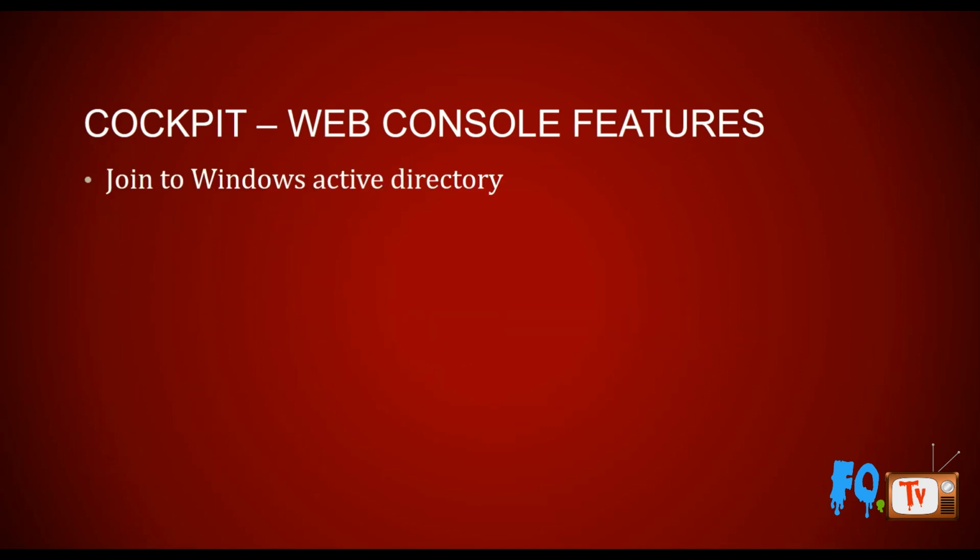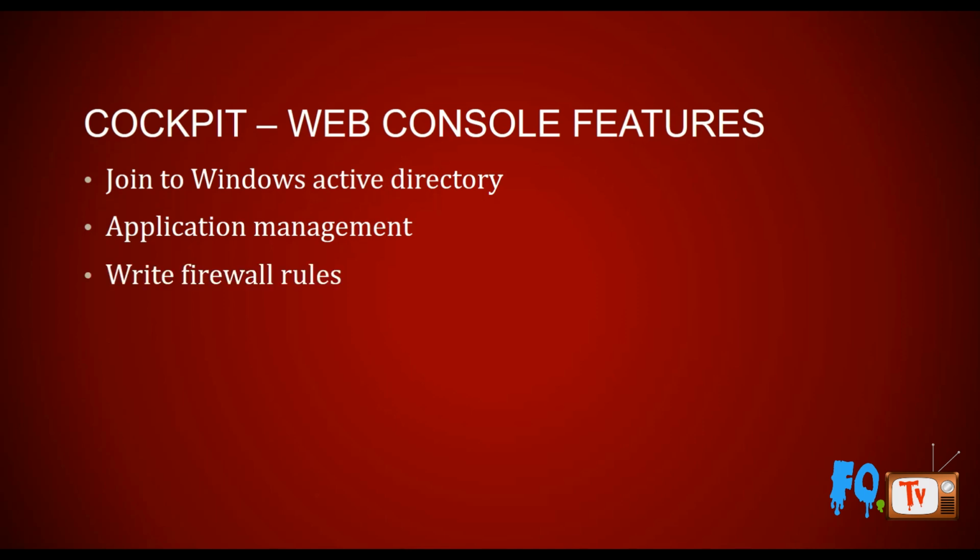Next one is joining the Windows Active Directory domain. This is something which is sometimes typical on the command line, but here it's straightforward. You just give the domain name and the username and password of the Active Directory, and it's joined to the domain. So application management only works whenever you have a Red Hat subscription, otherwise it won't work.